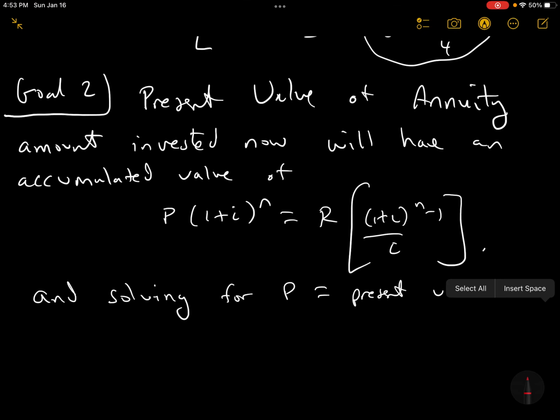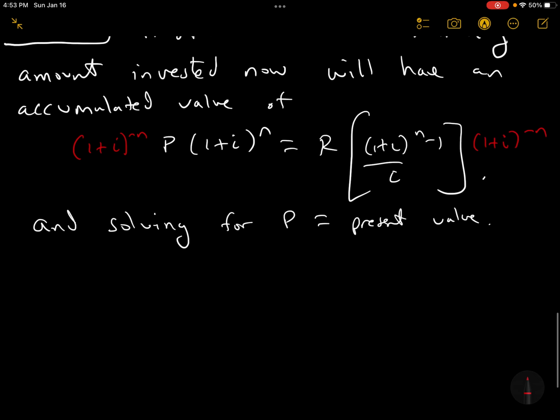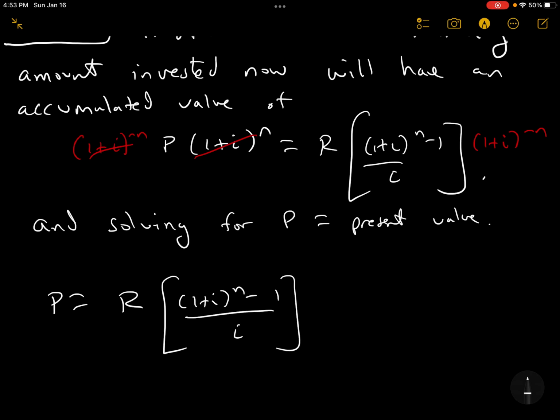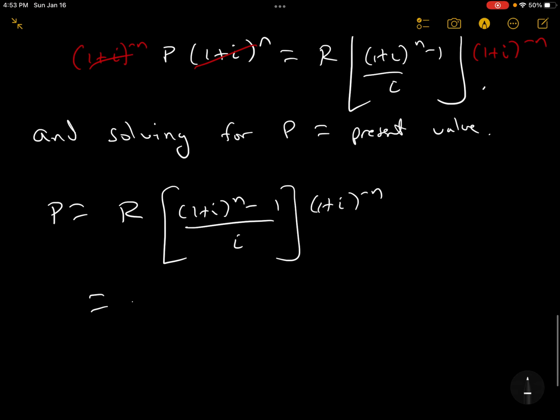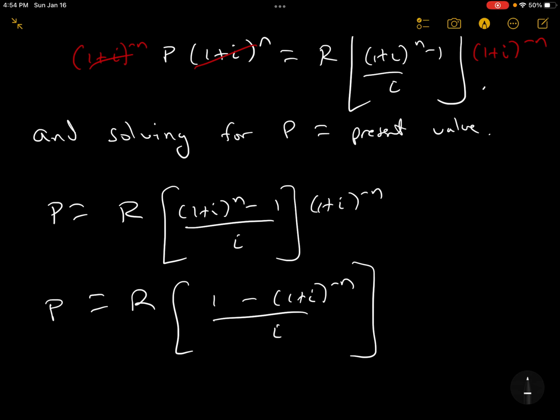I'm going to multiply by (1 + i)^(-n), and also do the same thing over here on this side of the equation. So that makes these cancel, and I'm left with P equals R times ((1 + i)^n - 1) all over i times (1 + i)^(-n). Now if you distribute the (1 + i)^(-n) inside here, you get a 1 for the first term, and this gives us the formula here.